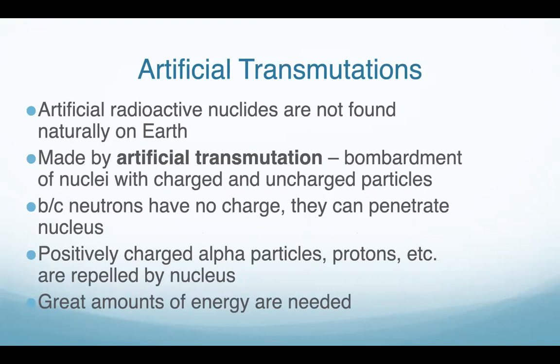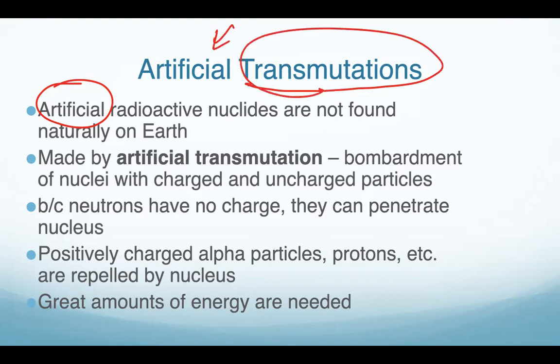But artificial radioactive nuclides are not found naturally on Earth. That's why we call it artificial. These are caused by the bombardment or hitting the nuclei with charged and uncharged particles in a process called artificial transmutation, literally just meaning like mutating it artificially, like we're making it happen.